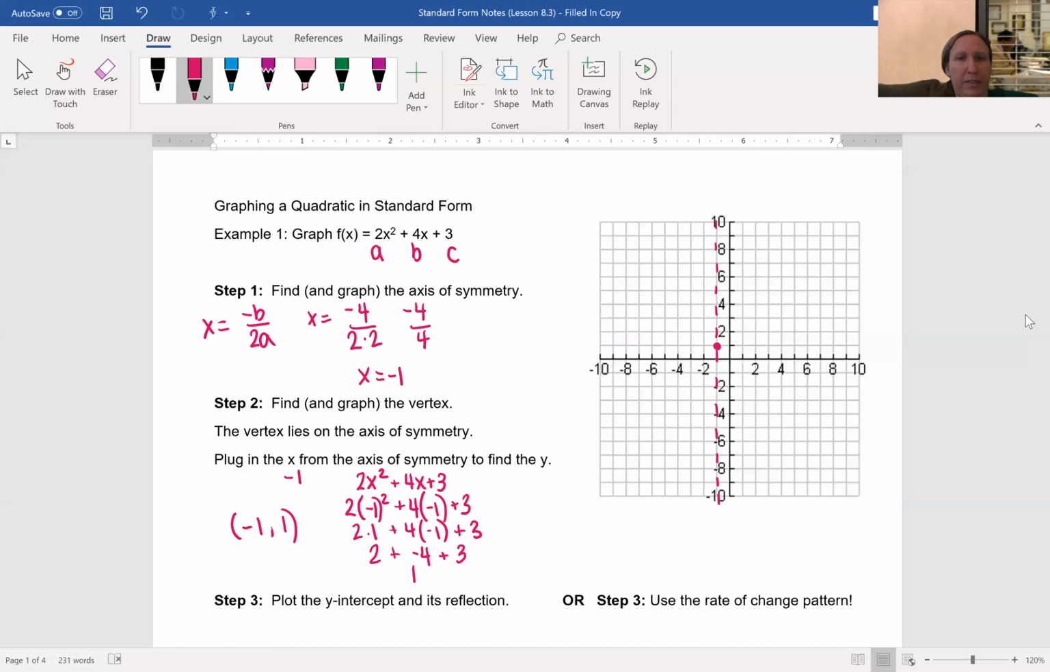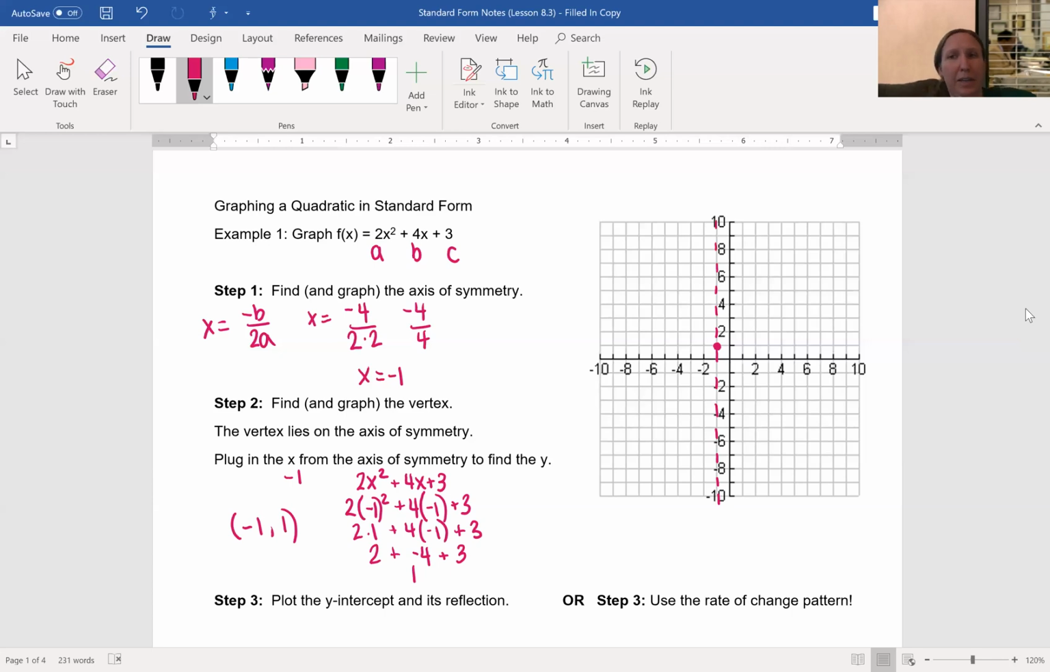Okay, so we have our vertex. We can kind of tell what it's going to look like because that a still tells us if it's going to be opening upwards or downwards. Okay, it is positive, so we are going to have a normal, right-side-up U-shaped parabola as opposed to an upside down one. So we know that this is going to be the bottom point, that minimum value, but we still need to find some other points to help us graph this parabola.